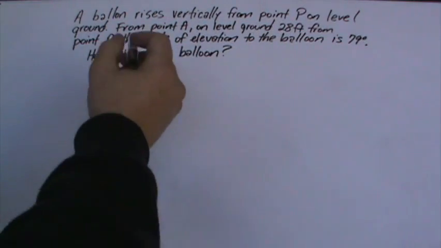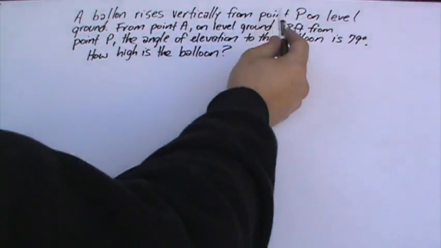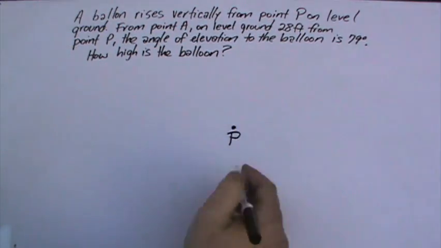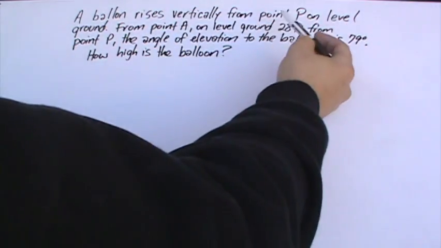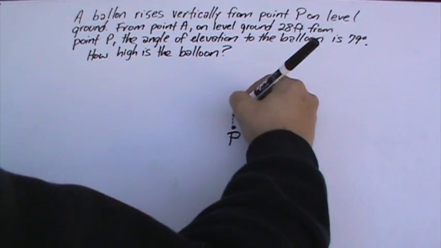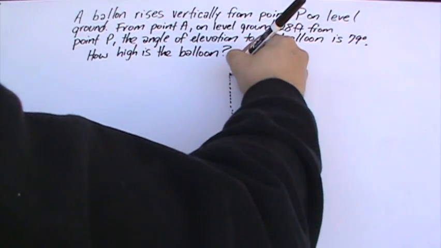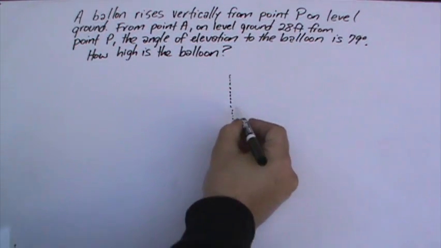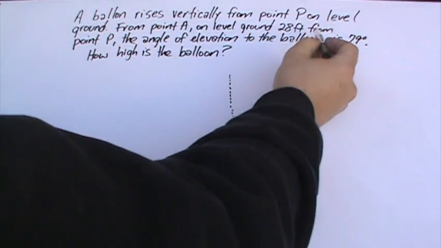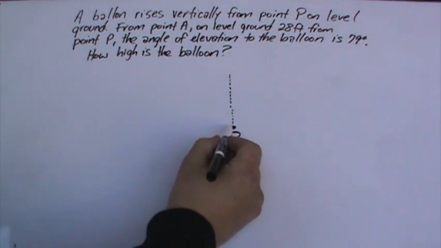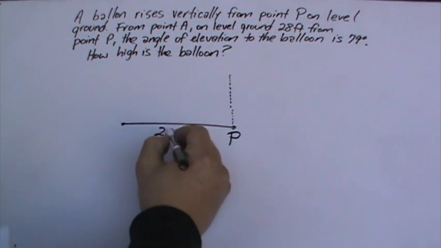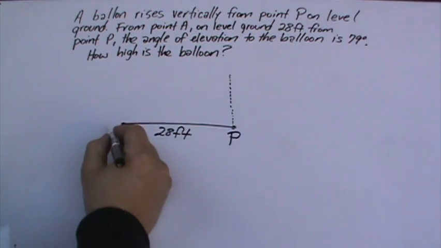Okay, so the first thing you want to do is, it says the balloon rises vertically from point P. So let's just have a point P. It says the balloon rises vertically from point P on level ground. So vertically, that's going to be above you, right? Now on level ground, 28 feet from point P. So let's do 28 feet. So that's going to be point A, right?